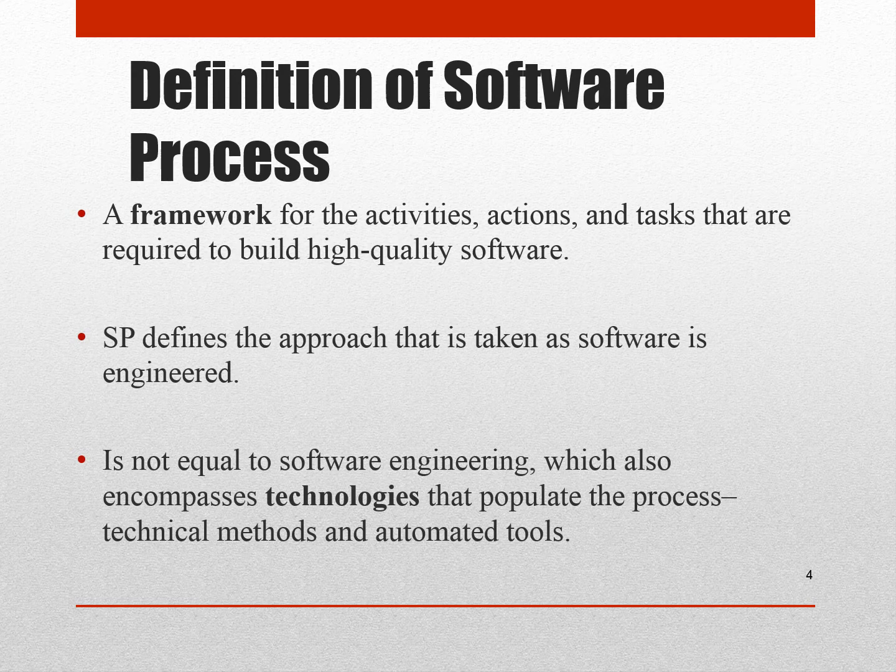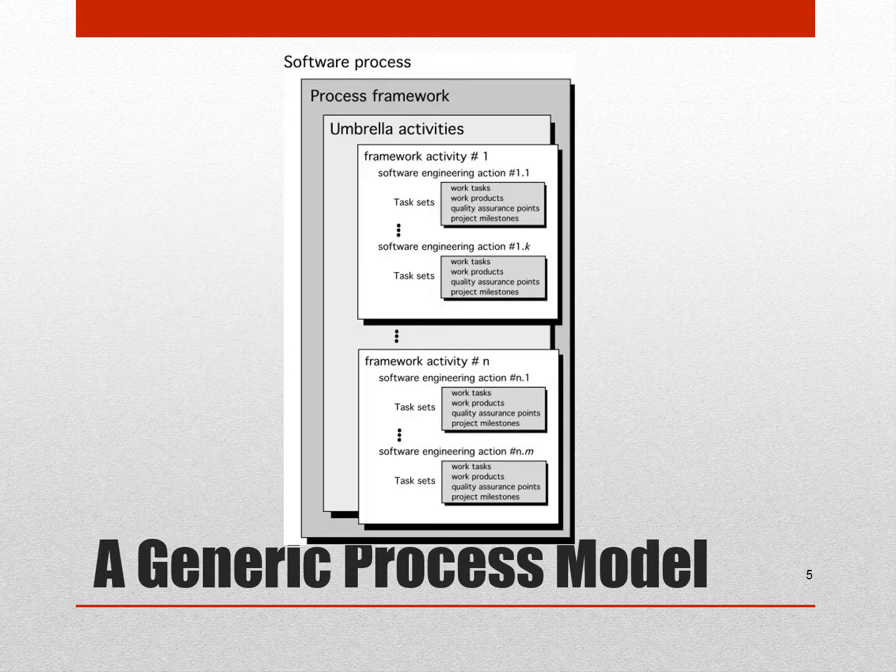Software process defines the approach that is taken as software is engineered. It's not equal to software engineering, which also encompasses technologies that populate the process, technical methods, and automated tools. This is a general software process where the whole software process sits under umbrella activities like certain tasks, products, quality assurance points, and project milestones, which iteratively take place, breaking down into different actions. This is a very generic process model.